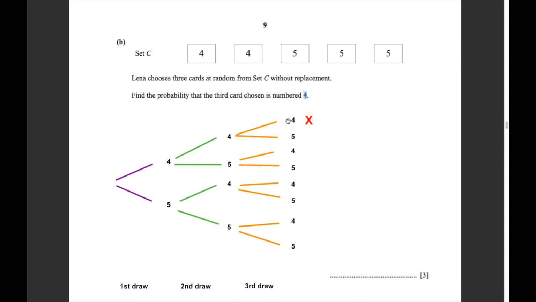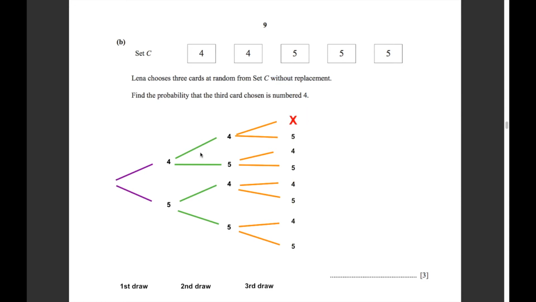And the third draw, it's still a 4 or a 5. So I placed it next here because there is no third 4. There's only 2. So we can't do this unless, of course, she was putting them back in. But in this case, she isn't. So this option is out.